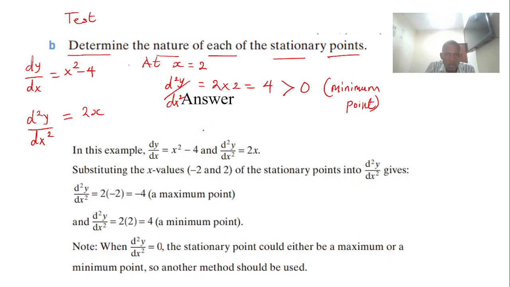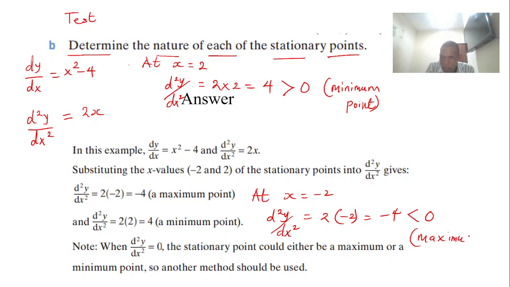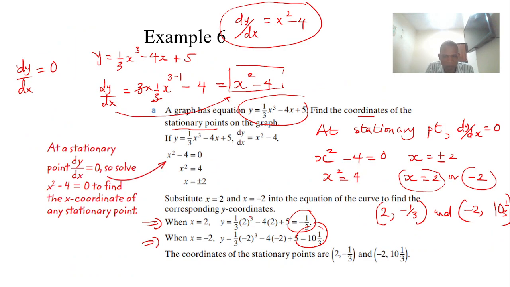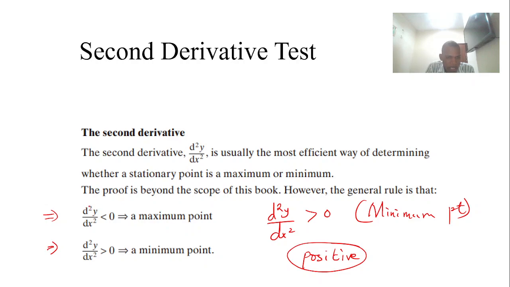Same way we can check the other one. The other value of x we got was negative 2. So plug that into your d squared y over dx squared. You have 2 multiplying negative 2, and I have negative 4. Now negative 4 is less than 0, so this is a maximum point. Why? Because of the second derivative test. Don't forget, if your second derivative is less than 0, it's a maximum turning point.